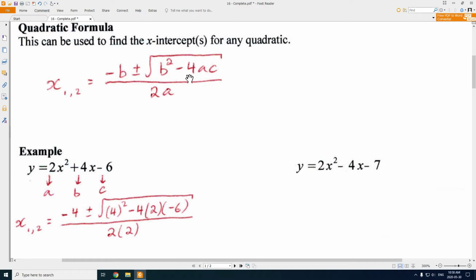Minus 4, that's just part of the equation. Times a, which is a 2. Times c, which is a negative 6. Divided by 2 times a, which is a 2. So, okay, it's a huge mess, but all I've done is copied that down, replaced b with 4, a with 2, c with negative 6.